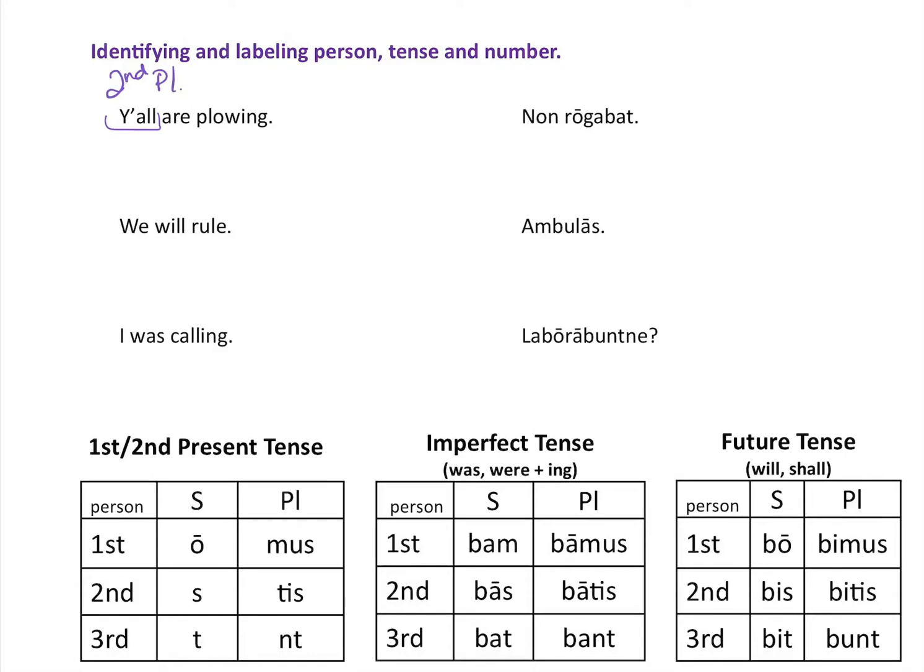So if you take a look, you've got "are plowing." Are plowing is happening right now, so it is in the present tense. If you go down to your first and second present tense and you go to the second person plural, you'll see the -tis ending. So no matter what we do, we're going to put a -tis ending on it. Aro, arare, aravi, aratum. The second principal part is arare. Take off the -re. We have ara, and then the ending that we're going to put on it is -tis: aratis. Simple as that.